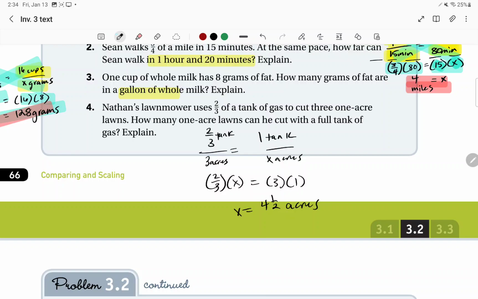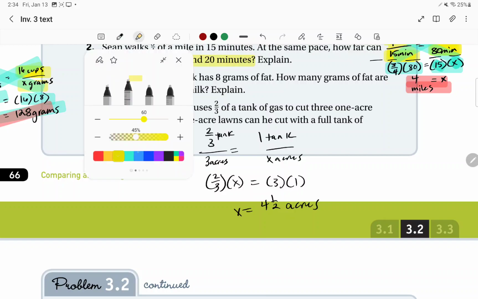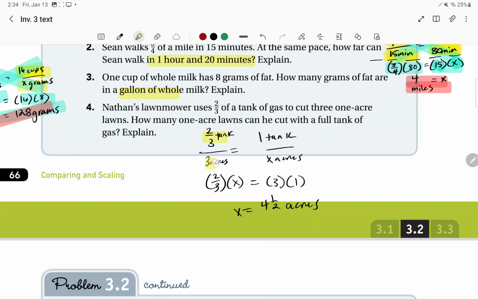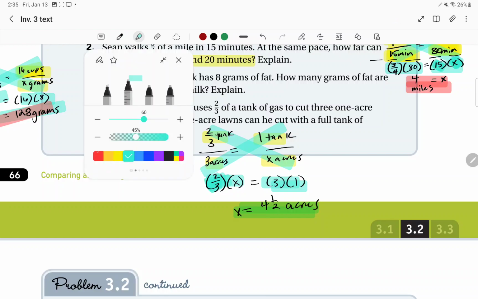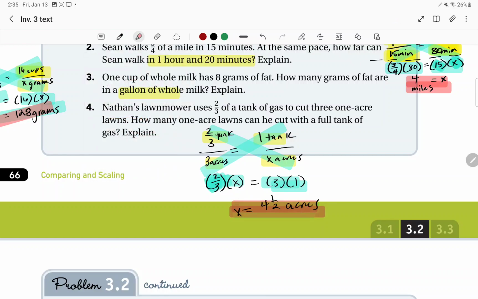So if we set it up, we know that when he is cutting lawns, he knows that 2/3 tanks will cut 3 acres. So they want to know how much will 1 tank cut. And so we're going to go ahead and cross multiply there. That's where those come from. Divide out that 2/3. When you divide by a fraction, it'll actually be a larger number. So that's where the 4.5 acres comes from. So this would be our final answer. Make sure we're labeling those as well.